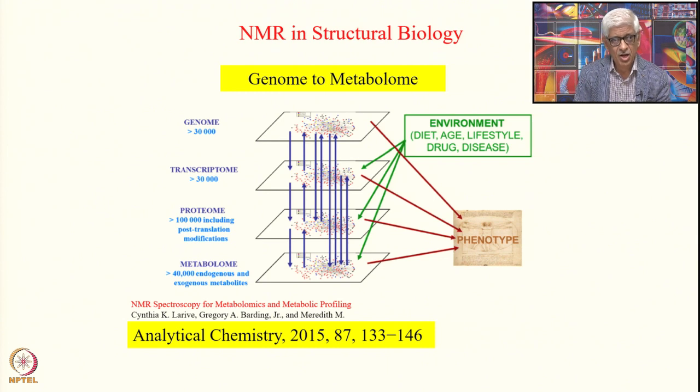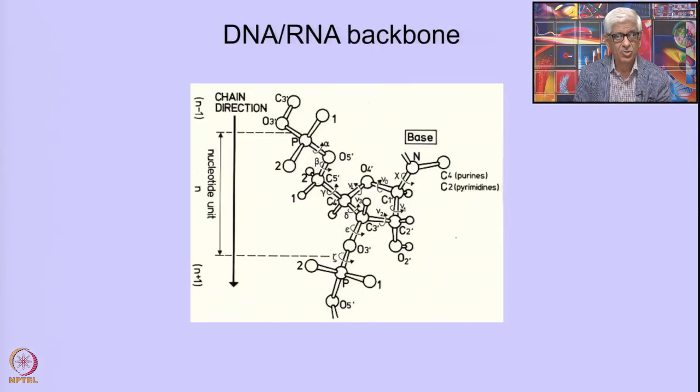So in order to see how one can apply NMR, we will have to go into the details of the individual molecular structures. So let us begin with the RNA structure or the DNA structure. As I said, the DNA is a polymer. It is made up of nearly 1 billion units. And what are these units? These are called nucleotides. So the nucleotide is described in this manner.